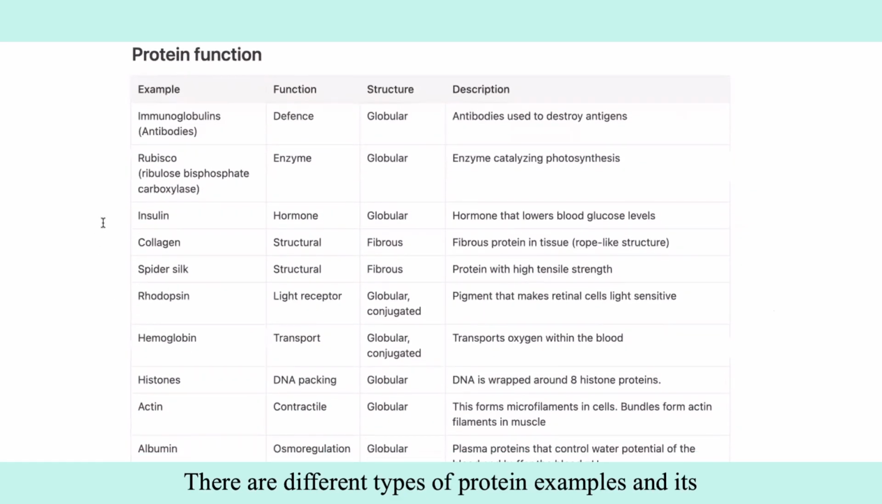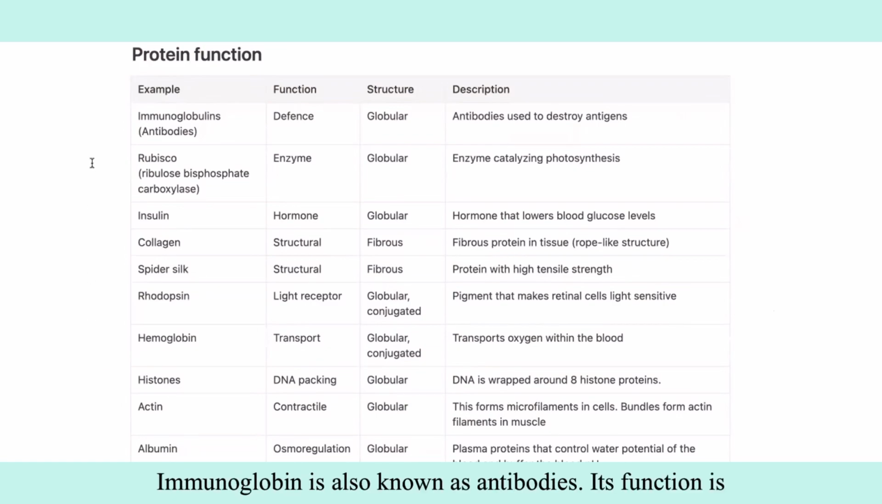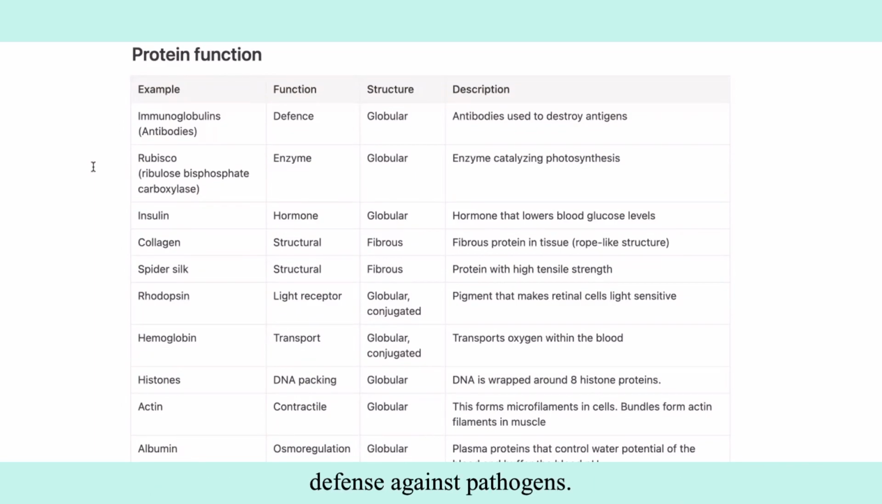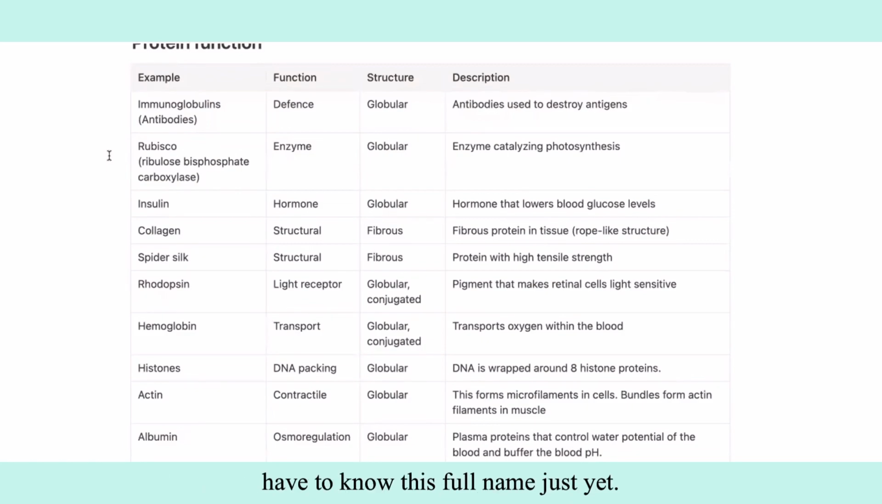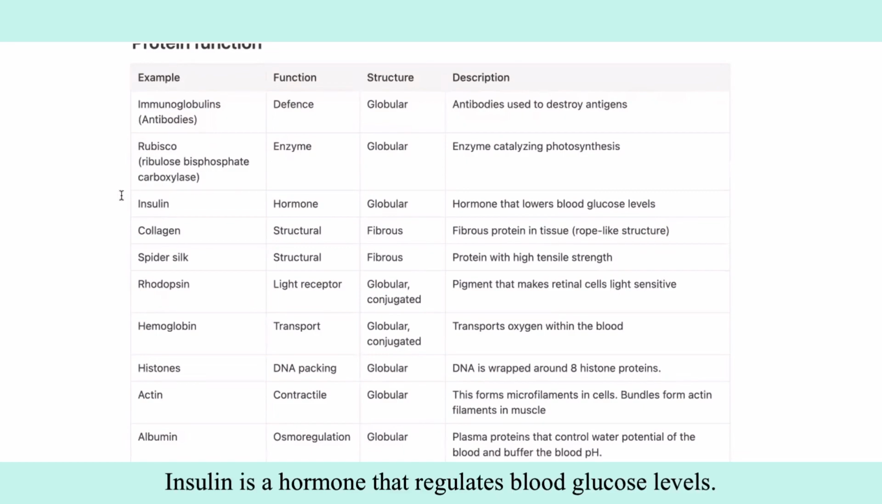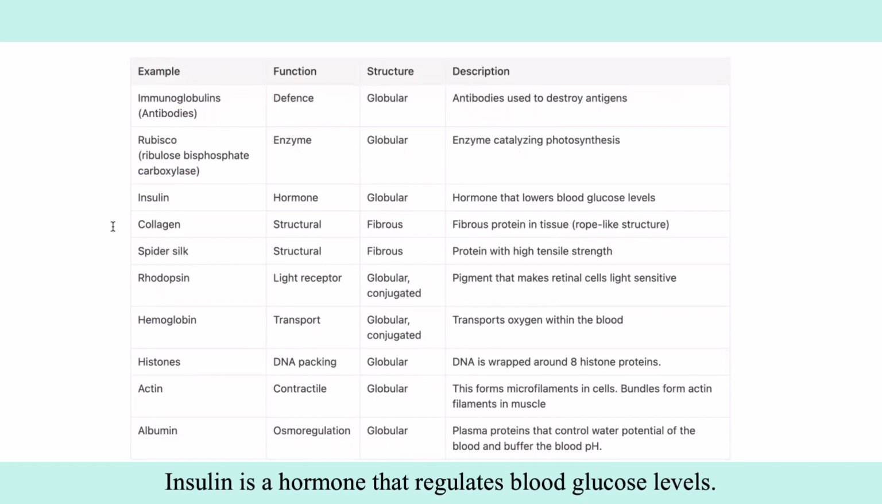There are different types of protein examples and their functions. You probably only have to know about 4 or 5 of these. You don't have to memorize all of them. I will just briefly go over the names. Immunoglobulins, also known as antibodies, function in defense against pathogens. Rubisco is an enzyme that catalyzes photosynthesis. You don't have to know this full name just yet. Insulin is a hormone that regulates blood glucose levels. Collagen is a structural protein that maintains skin and skin structure.